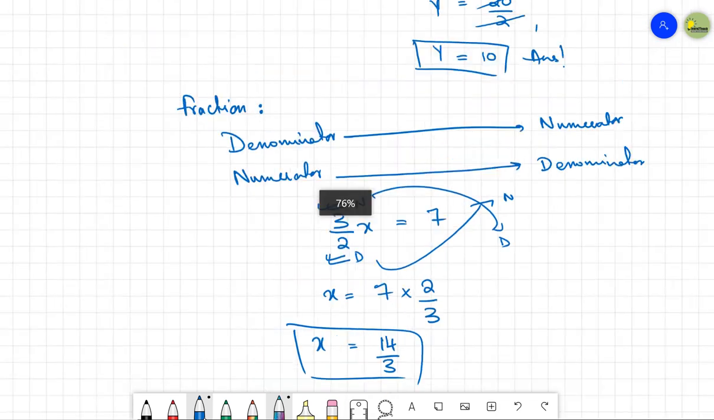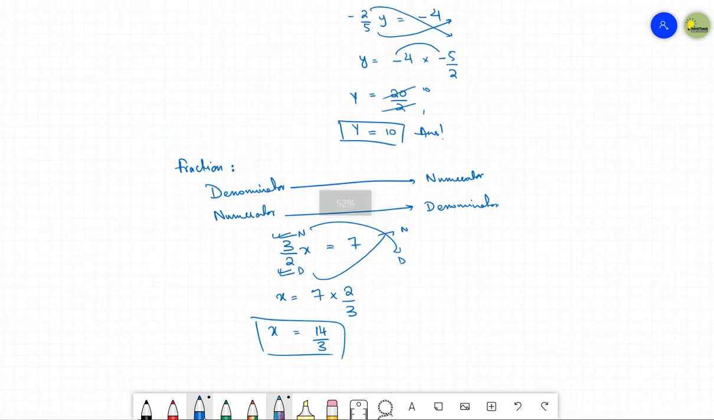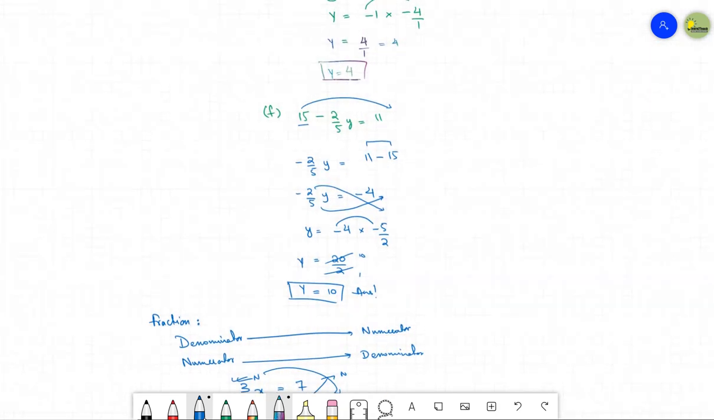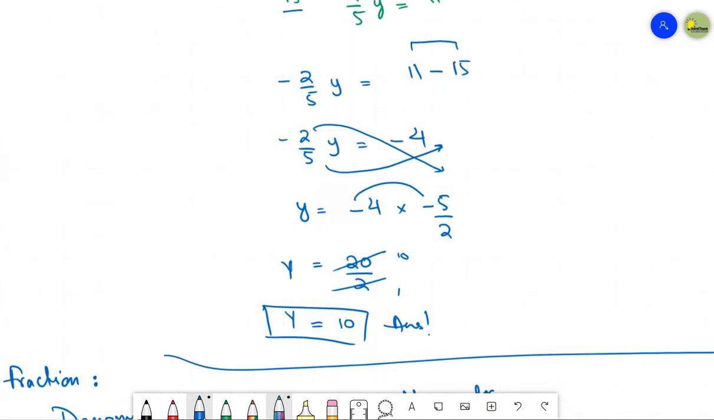This is a simple example that I just needed to show you. This is not related to the questions. The questions are just till part F. Okay, so this is a very important step that you need to understand.